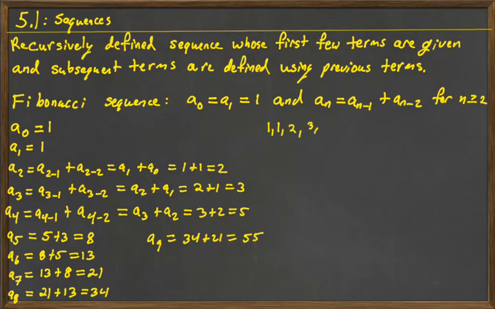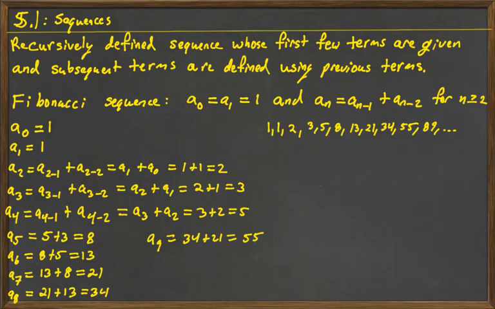And so we can write that out: 1, 1, 2, 3, 5, 8, 13, 21, 34, 55, 89, and so on. It's an interesting sequence. Definitely go and Google it. Maybe watch some YouTube videos of where the Fibonacci sequence appears in nature. It's pretty cool. It's a cool sequence.